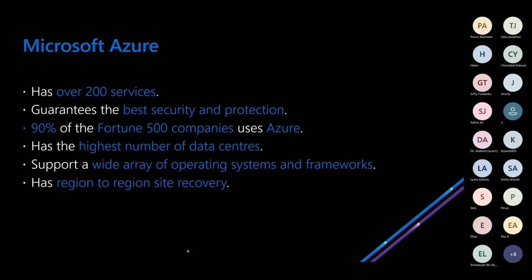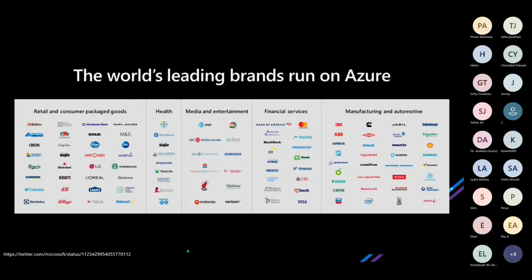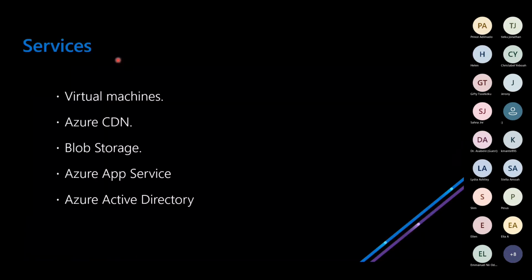So this is a list of some of the world leading brands that are running on Microsoft Azure. If you look through them, you can find your favorite brands here. I see Intel, I see Verizon, Motorola, I see LG, I see Samsung. All these brands, these are top brands. They all run on Microsoft Azure. So what are some of the services that Microsoft Azure provides? As we saw in our previous slides, they have over 200 services, but we'll talk about a few of them. Right. The first one will be the virtual machine.